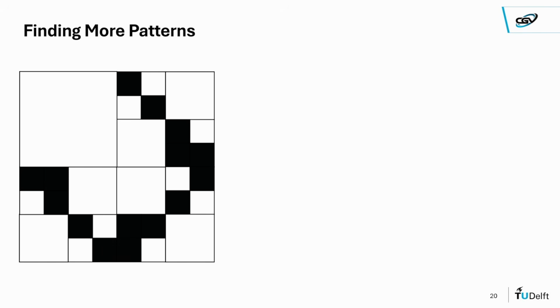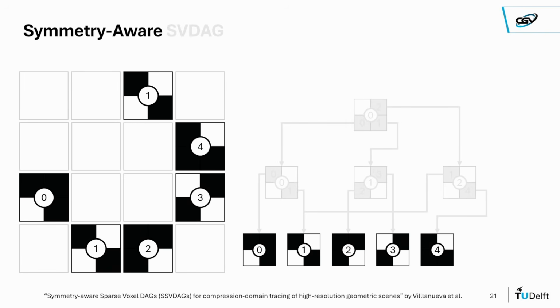So let's have a look at this slightly different example here of the voxel grid on the left, and its SVDAC representation on the right. So this SVDAC has 5 unique leaf nodes, but as you might notice, they look somewhat similar. First of all, 1 and 3, the two checkerboard patterns, are similar, and leaf nodes 0, 2, and 4 look quite similar. And this is what Villanova and colleagues also realized when they wrote their paper Symmetry-Aware SVDACs, which was presented at I3D in 2016.